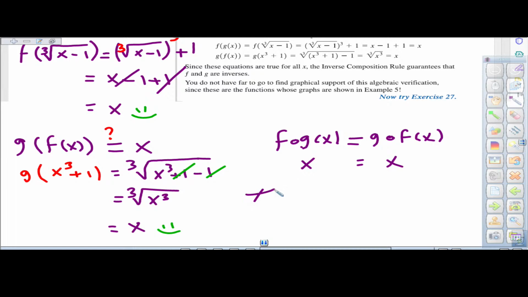So therefore, thus, f and g are inverses. Inverses of each other, inverses of one another. They both are inverses.